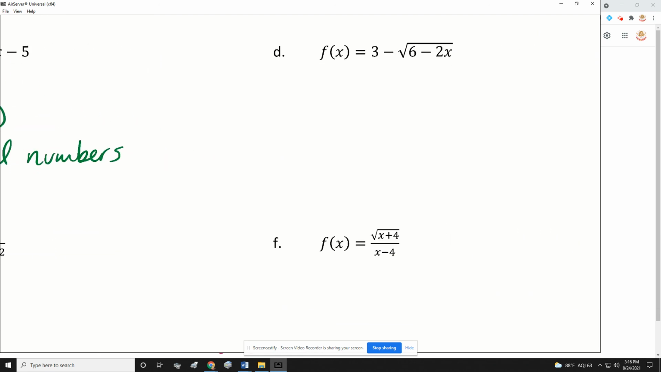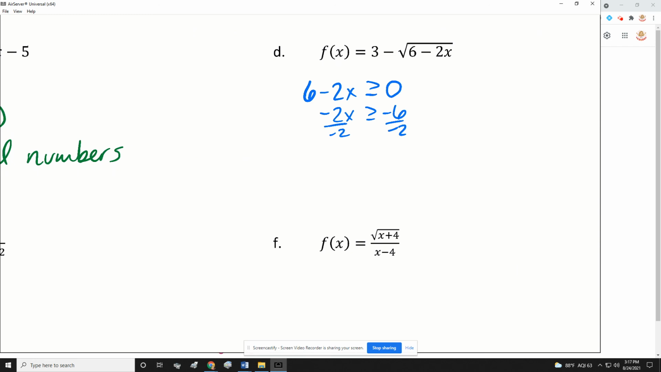All right, let's look at D. We have an issue, but it's okay. We can deal with it. We have this even root here. So what I know is what's underneath that even root must be greater than or equal to 0. So to solve it, I'm going to go ahead and subtract 6. I'm going to divide by negative 2.